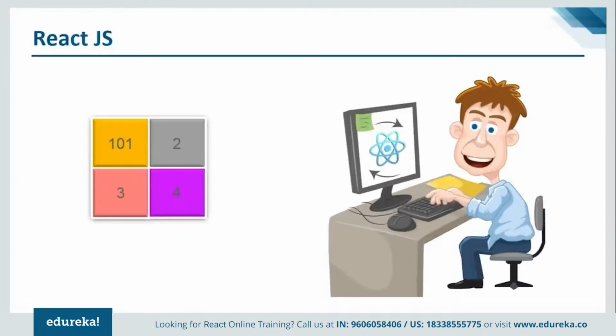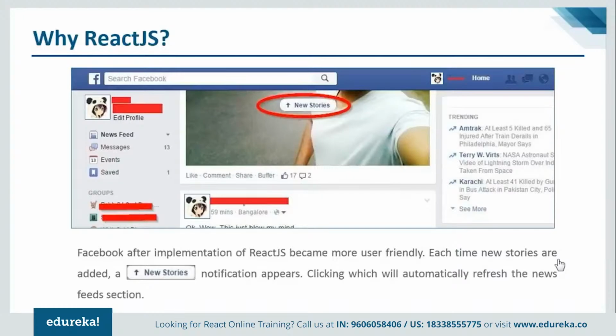For now, let's see how React changed Facebook's UI. Facebook started implementing ReactJS in its newsfeed section in 2011. After this, its UI became more user-friendly. Now, whenever new updates were gathered, a new stories button popped up at the top of the page. Clicking on this button will automatically reload only the newsfeed section without even touching the rest of the page. This drastically improved the application's performance.